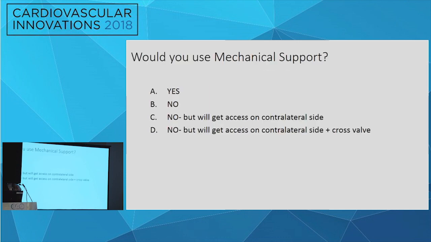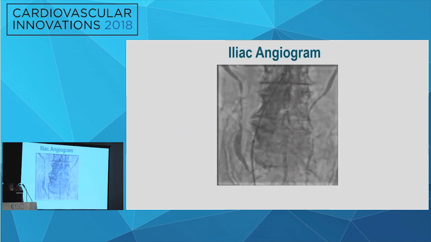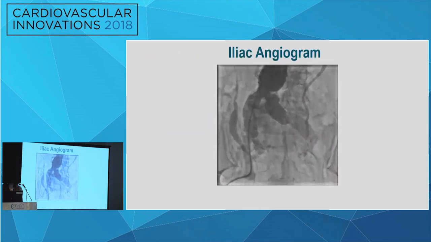So the next question in our minds was whether we need to use mechanical support up front or not. And if we did not use it, do we get access? And if we did get access for an Impella, should we cross the valve or not? So given that his EF was 40 to 45%, it was stable angina, and there was no significant right-sided disease, we decided we would not put an Impella up front, but we did get contralateral access. And we crossed the valve and placed a pigtail.